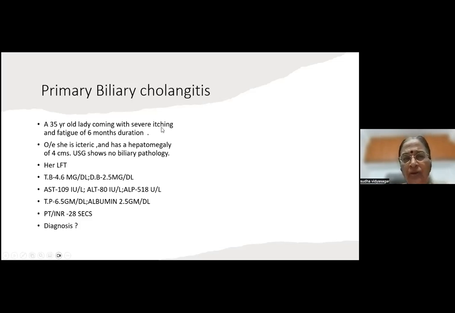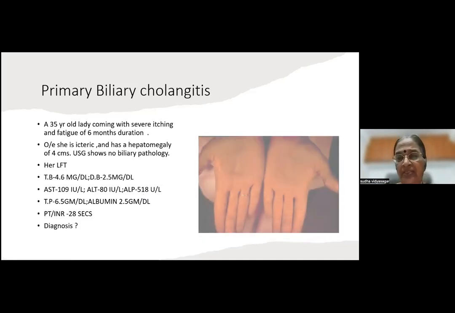So it's a long duration, 6 months. Hepatomegaly is there, icterus is there. Icterus may not be a feature. Many times they can actually have not much of an icterus, and only an increased alkaline phosphatase. It's a spectrum. So it can begin with that, but the most important investigation is your alkaline phosphatase that is telling you that there is something wrong.